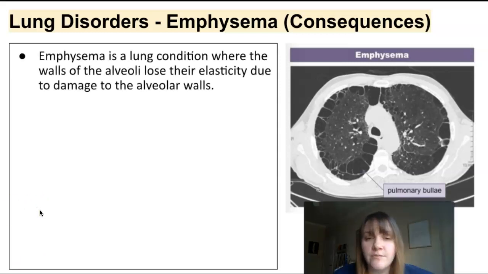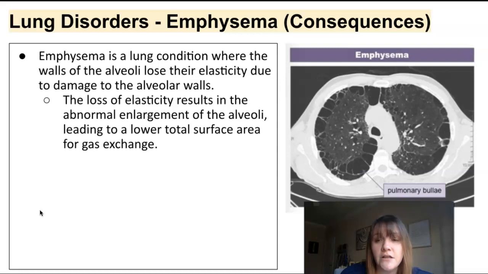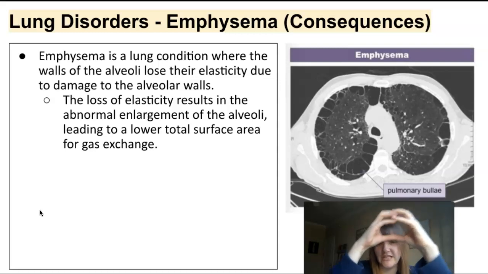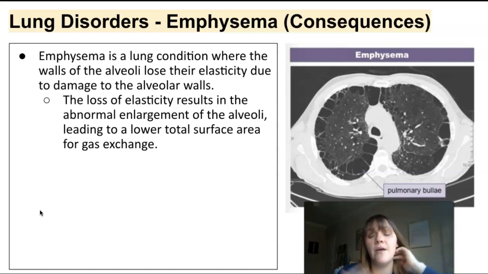The next lung disorder that I'm going to talk about is emphysema. Emphysema is a lung condition where the walls of the alveoli lose their elasticity due to damage of the alveolar walls. Basically, the alveoli, which are normally little tiny sacs in the lung, all start to merge together and they get really large. When they get really large, that means we now have a lower surface area for gas exchange. So that means that your bodily cells are getting less oxygen.